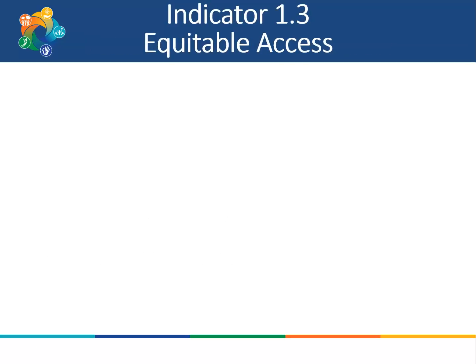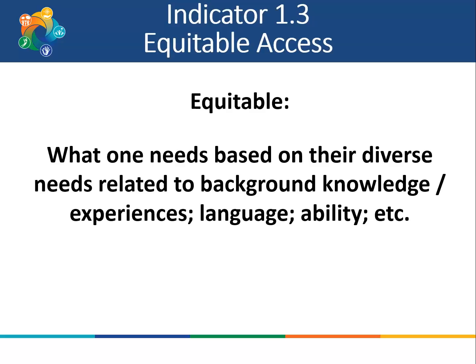Finally, the last indicator in Performance Area 1 is Indicator 1.3, Equitable Access. Pause the video now and take a minute to read Indicator 1.3 from Level 1 to Level 4. As we examine Indicator 1.3, it is important that we define the term equitable. Equitable access is about making sure all students are able to learn, and that all students, regardless of their needs related to their background knowledge and experiences, language, and ability, are able to engage in lessons.